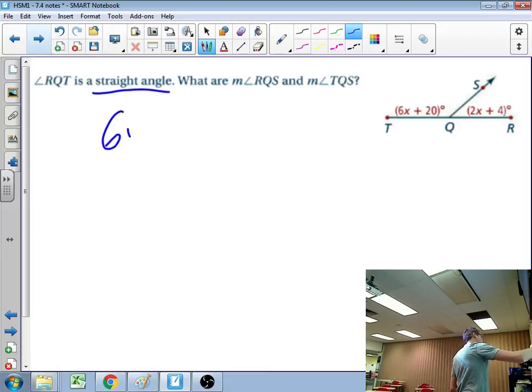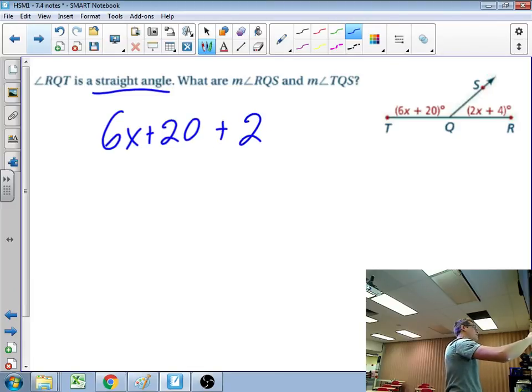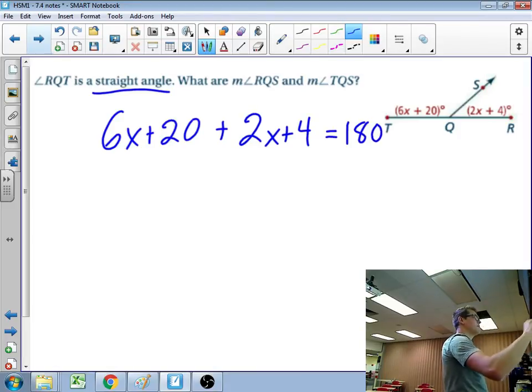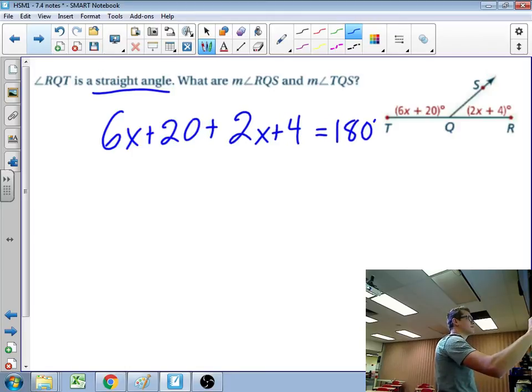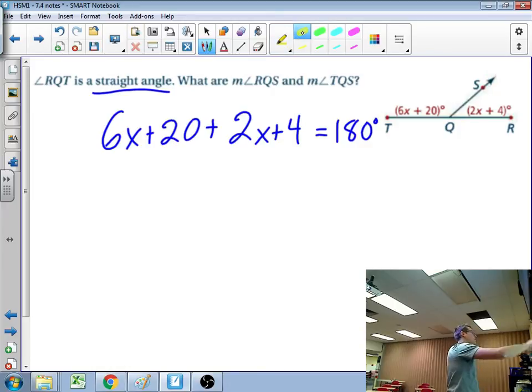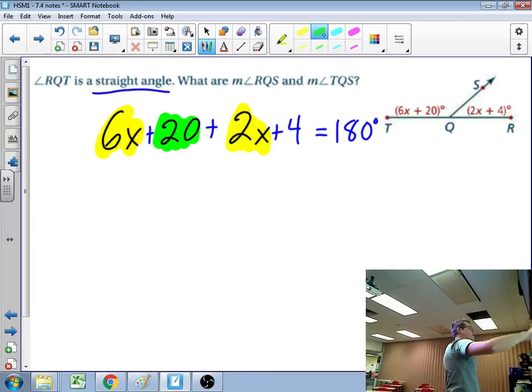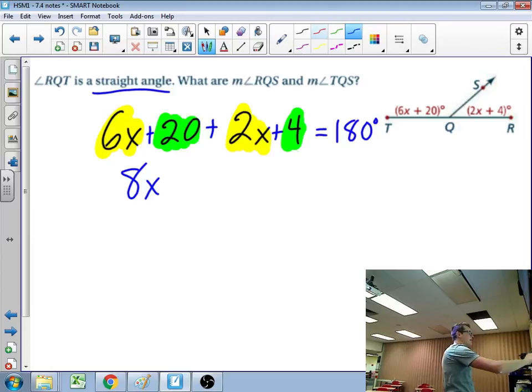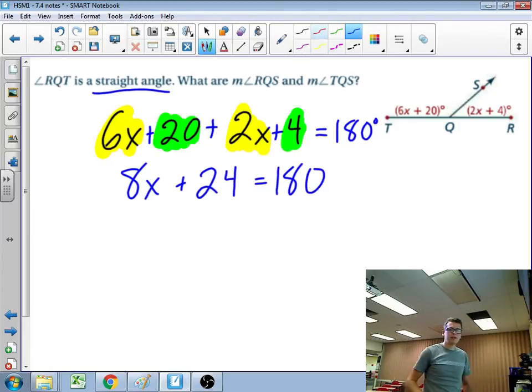I know that 6x plus 20, my obtuse angle, or at least what looks to be obtuse, plus 2x plus 4, my angle that looks to be acute, will sum to 180 degrees. Gotta have our degrees in there. So look for your like terms and deal with this problem based off of 6x and 2x and then constants 20 and 4. So 6x and 2x can be 8x. 20 and 4 combined give me 24. That's all going to be equal to 180.